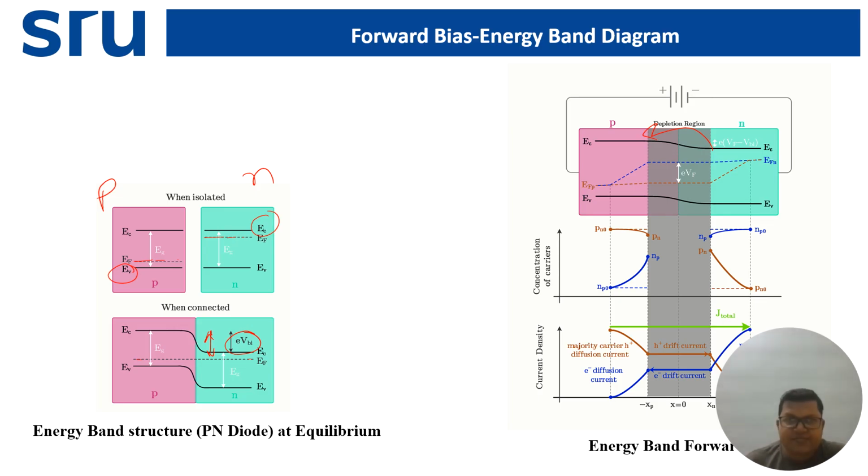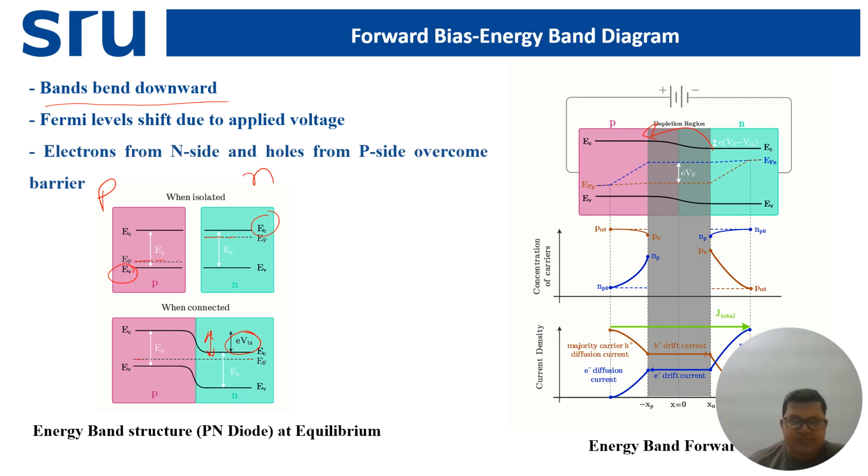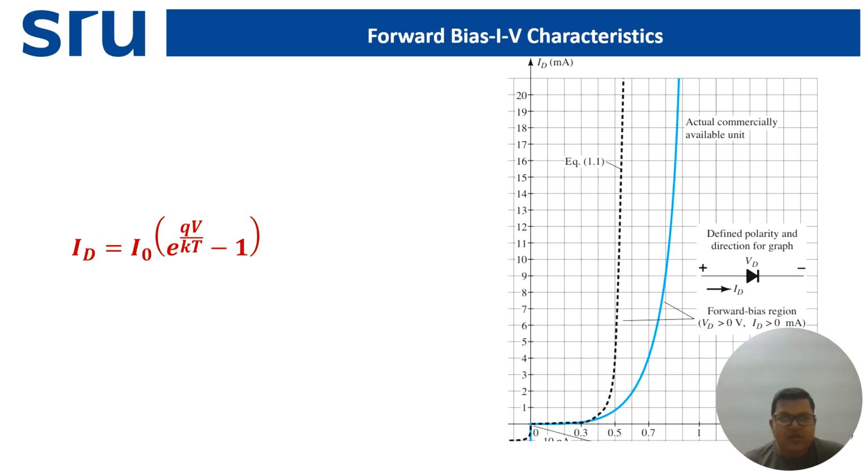Now the band bends downwards. That is the explanation: Fermi level shift due to applied voltage. Electrons from the N side and holes from the P side overcome the barrier because of this lowering of the barrier due to forward bias. Now we will see the forward bias IV characteristics.